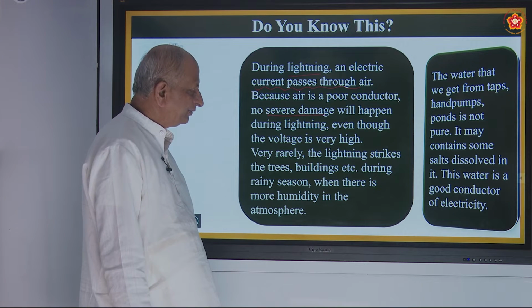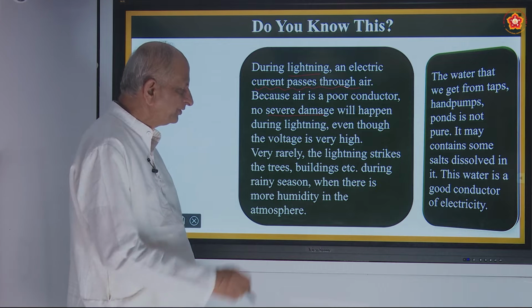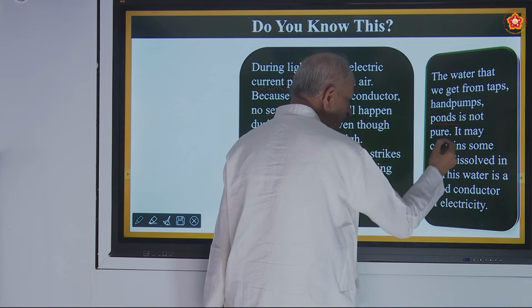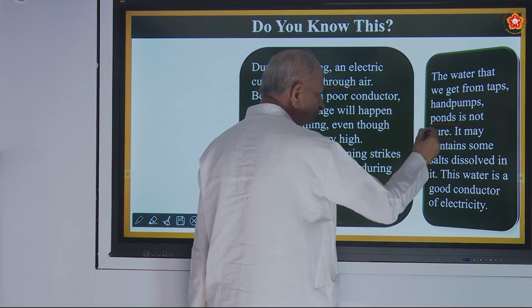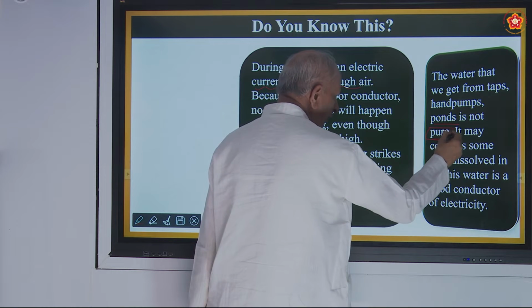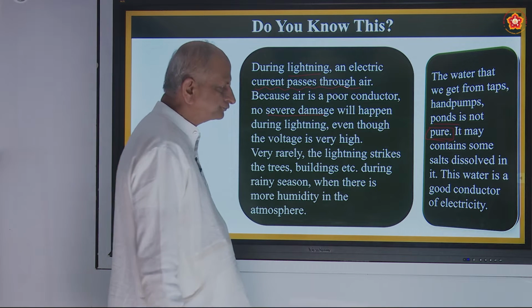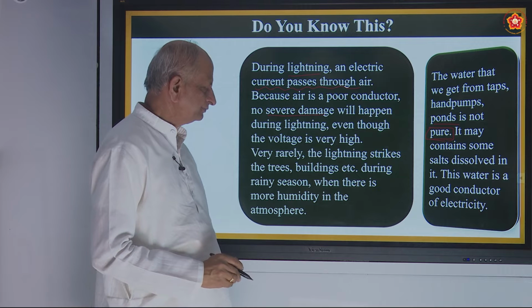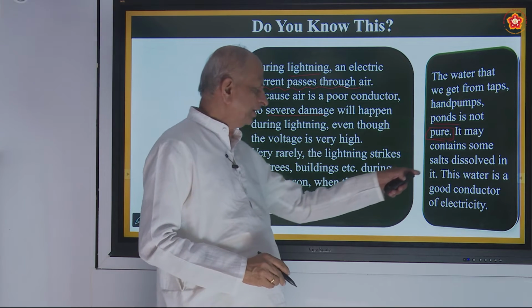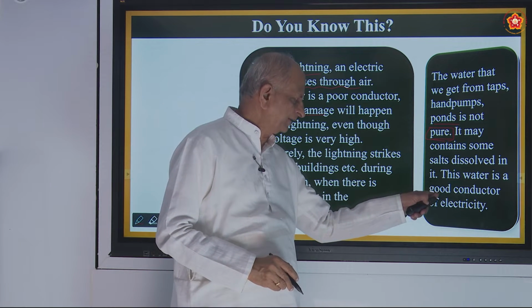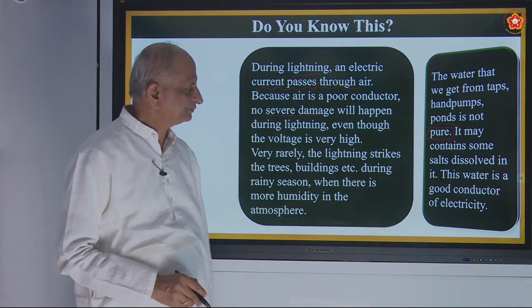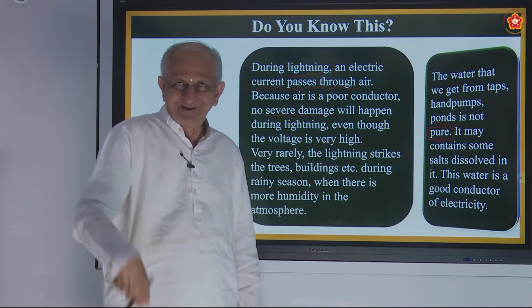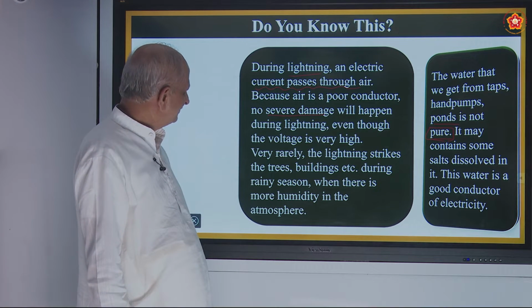Secondly, the water that we get from taps, hand pumps and ponds are not pure. What do they contain? They contain impurities, metallic salts. It may contain some salt dissolved in it. This water is a good conductor of electricity. Hand pumps. You have seen hand pumps pulling water, correct?